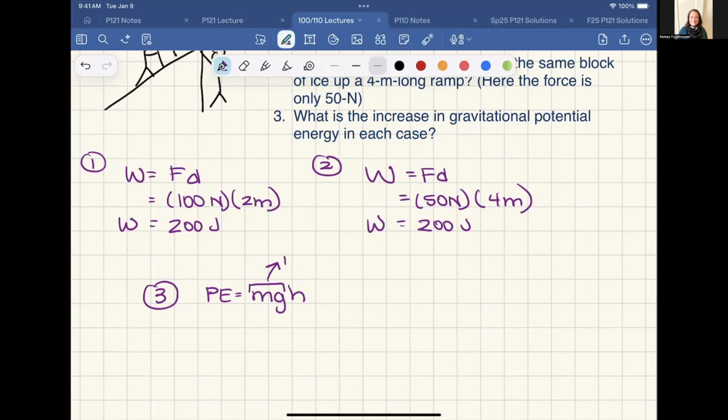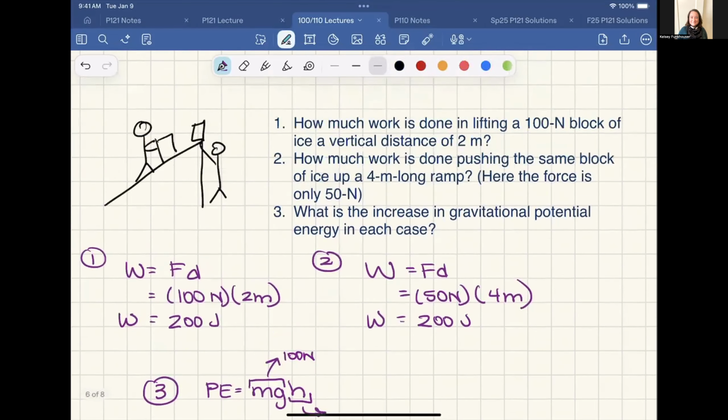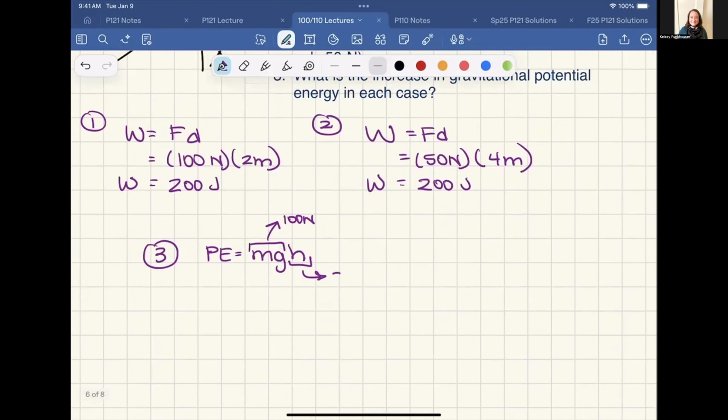So this part is 100 Newtons in both cases. And then they're going up to a height of 2 meters, sorry. So we get 100 Newtons times 2 meters gives us 200 Newton meters, or joules. So those are all the same. So what we see here is that the work done is also equal to the change in potential energy of our object.